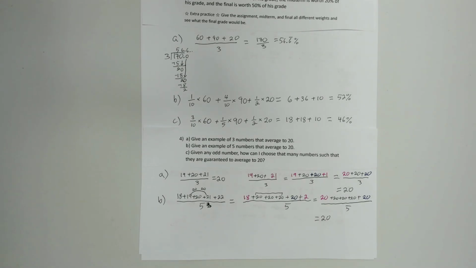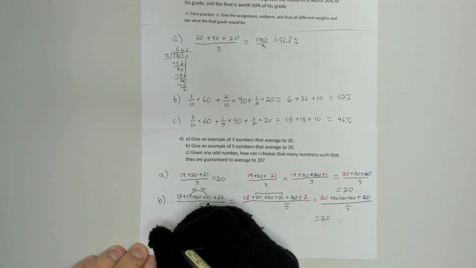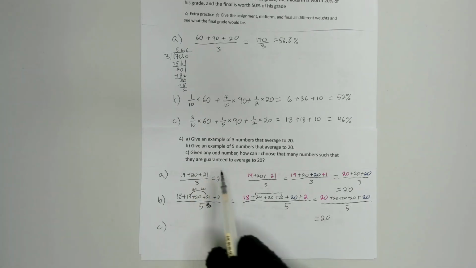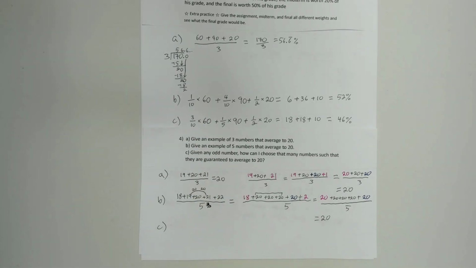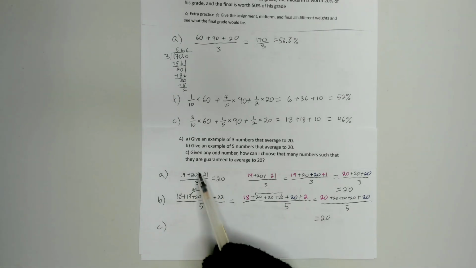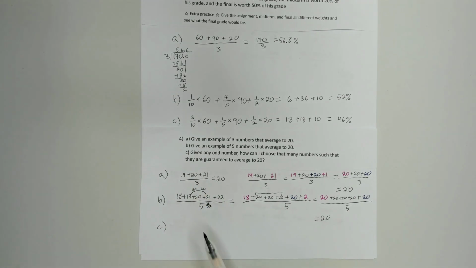So now let's generalize this even more. For part C, it says, given any odd number, so that's 1, 3, 5, 7, 9, and so on and so forth, how can I choose that many numbers such that they're guaranteed to average to 20? So this is just following the pattern that we see from part A and B. For 3 numbers, the way we can average them is just take the one below and the one above. That's 3 numbers, so the average of that is going to be 20. For 5, we just take the 2 below and the 2 above, and the average of that, once again, gives us 20.